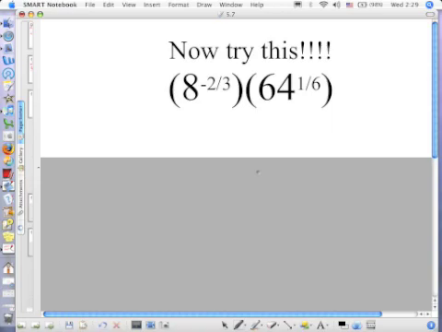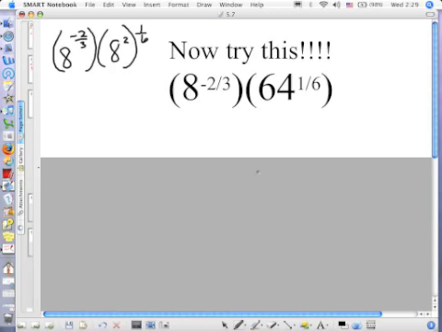Okay? So we've got 8 to the negative 2/3 times 8 squared to the 1/6. What's the first thing I need to take hold of? You said it. Finish saying it. Power to power. Why are you squaring 8? Oh, 8 squared is 64. I'm sorry.